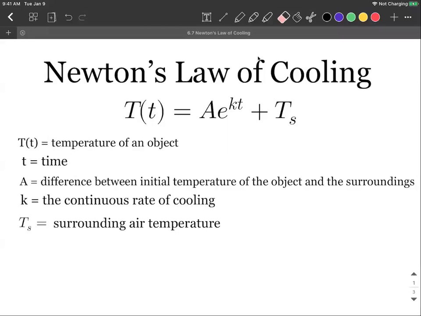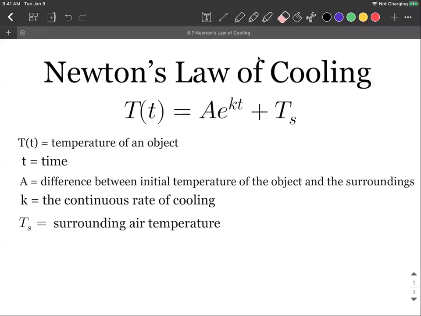k is going to be the continuous rate of cooling. And so it's just going to be some constant also, and it's going to be the rate. T_s is going to be the surrounding temperature, the surrounding air temperature. So it could be the room temperature if you've placed the object in a regular room, could be the temperature of the refrigerator, something like that.